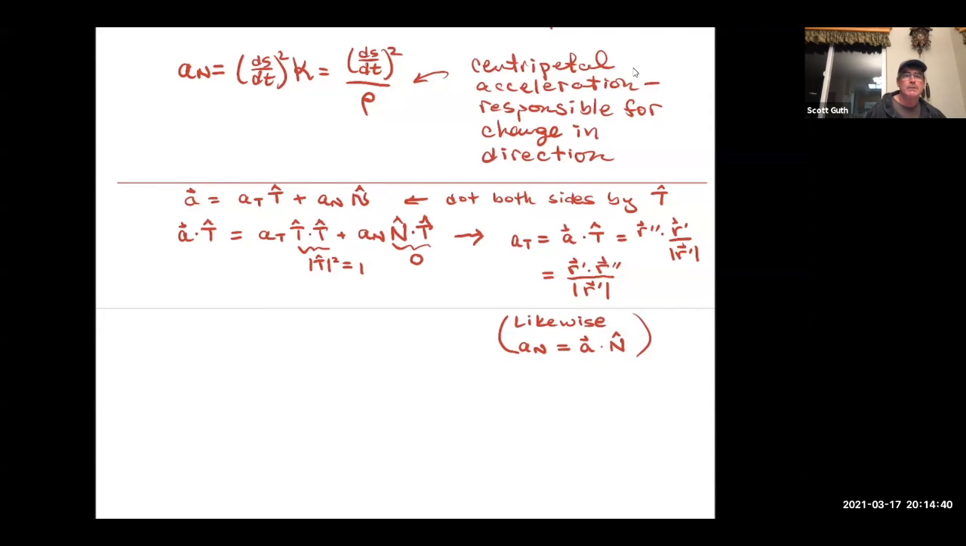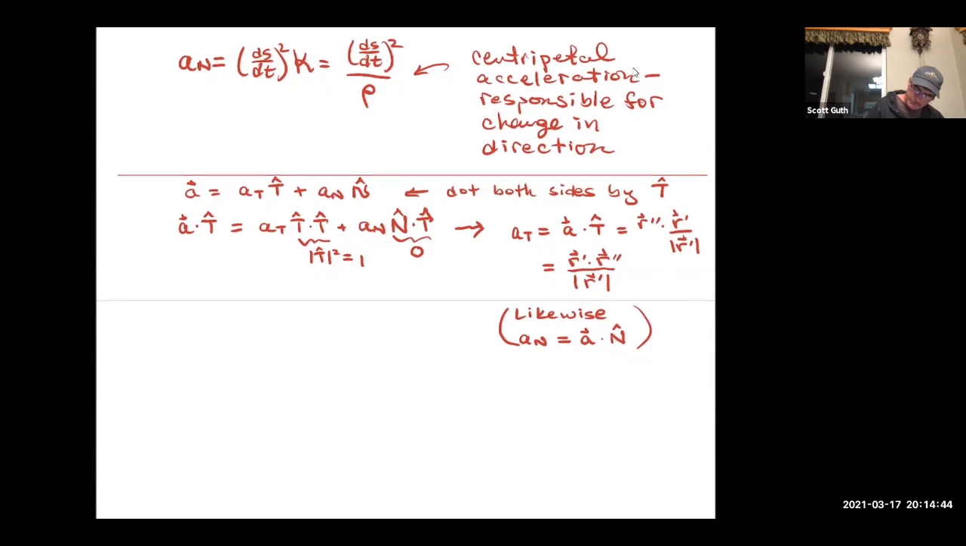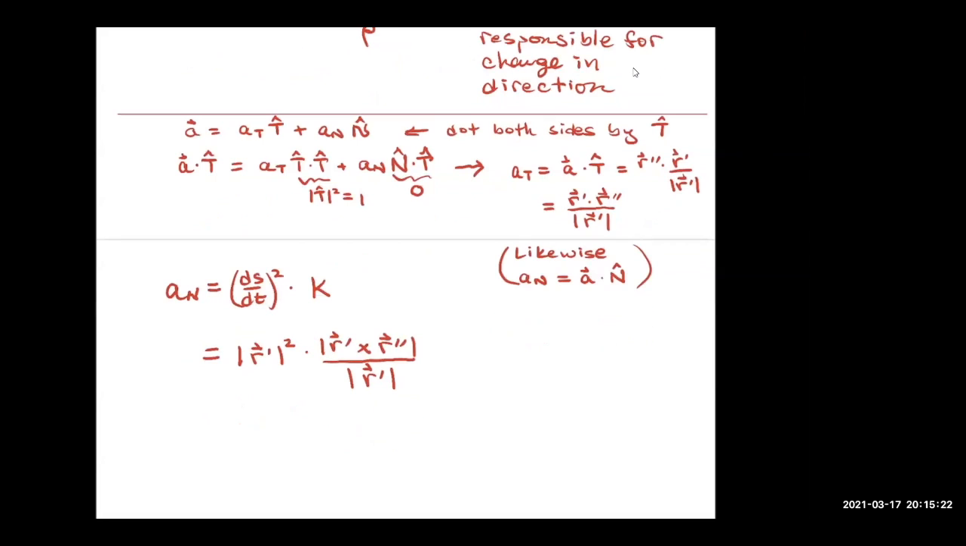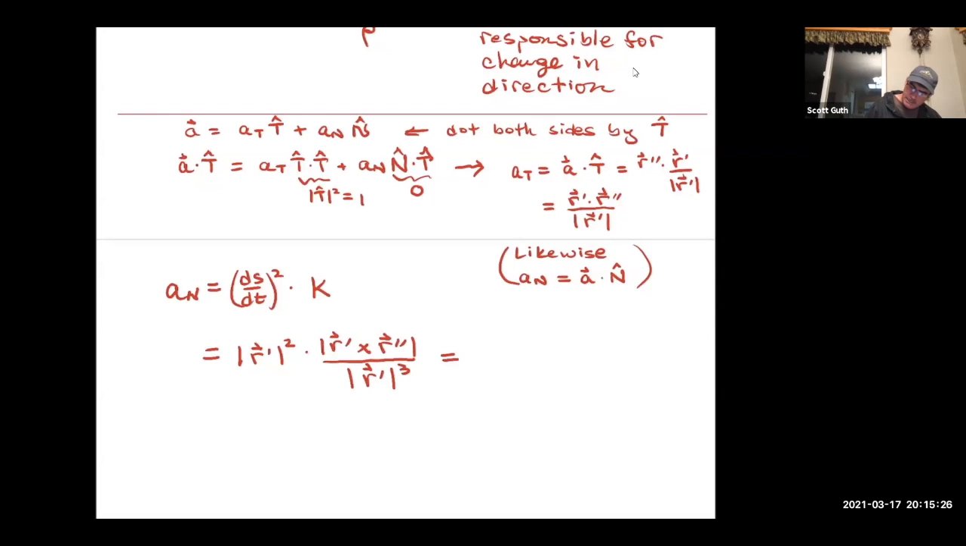Okay, so just real quick, the other formula for AN up above is (ds/dt)² times kappa. Okay, you may remember ds over dt is the magnitude of R prime, so squared. And then kappa is the magnitude of R prime cross R double prime over the magnitude of R prime to what power? Does anybody remember? Third. Yeah, to the third, right? So when you write that out, this actually looks a little bit like the formula for AT. So this is the magnitude of R prime cross R double prime. Because of the cancellation, you just get over the magnitude of R prime.